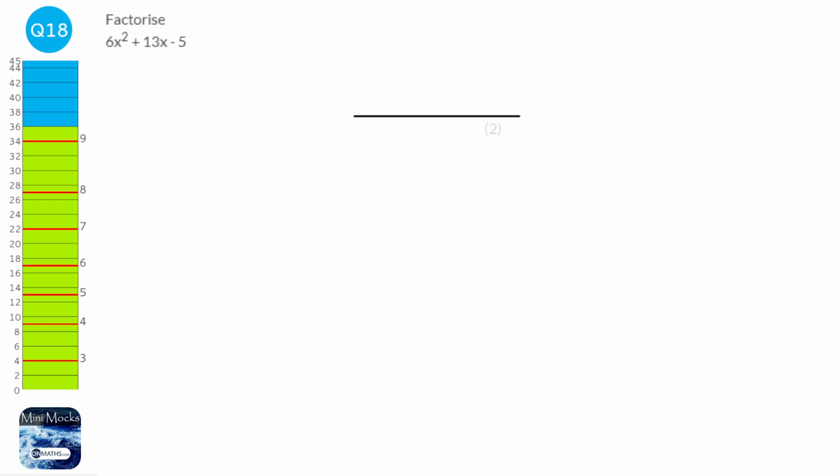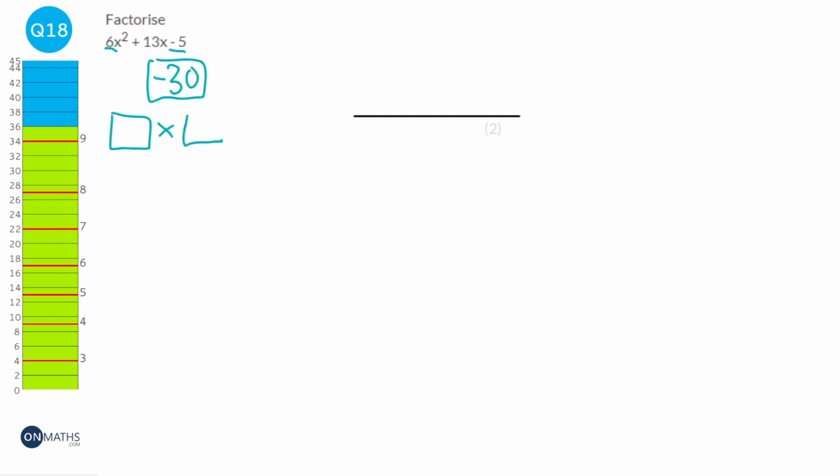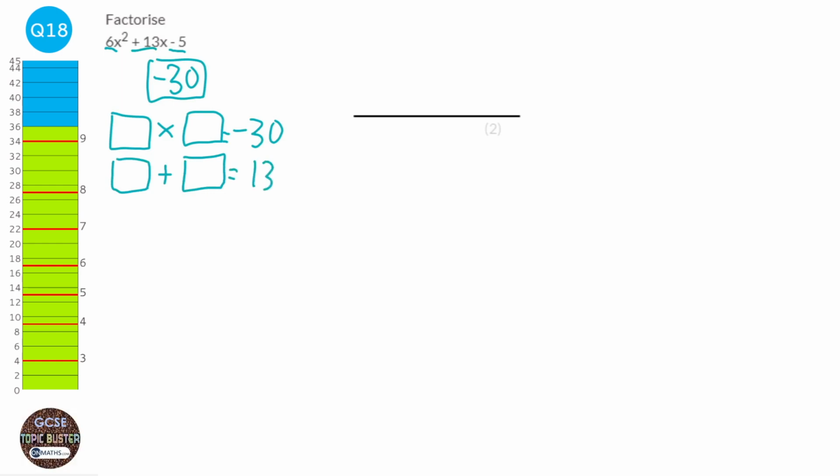We're going to first of all multiply the coefficient of the x squared, which is 6, with the number on its own at the end, which is minus 5, and that will give us minus 30. And the special thing about this number is we're looking for two numbers that multiply together to make that number, and that add together to make the coefficient of the x, which is 13. Now, to make a product that's negative, they're going to have to be different signs. So one will be positive, the other will be negative.